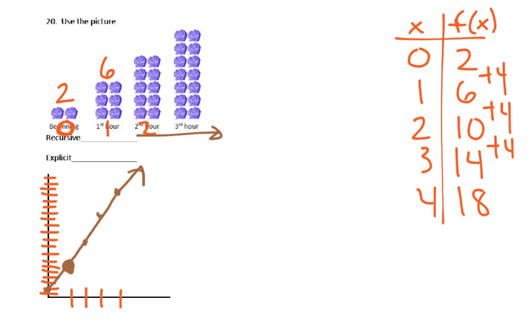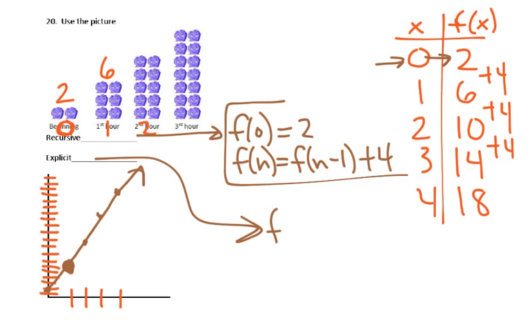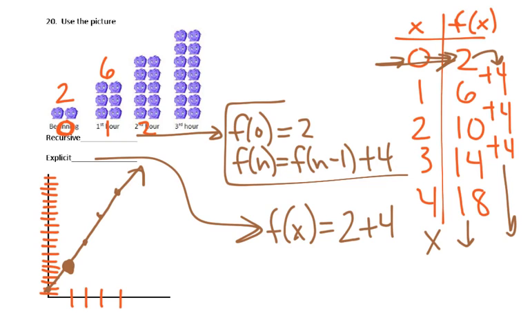Now the recursive and the explicit. So the recursive, we start at f of 0, because that's our input. What does that equal? It equals 2. Now, what's our pattern? Well, to find the next number, we take the previous number and we add 4 to it. There's our recursive. Now for the explicit. Start with your f of x equals, okay, so I think we have like x coming down here. So now, where did we start? We started at 2. What did we do to 2? Well, we added 4 to it. How many times? We don't know. A variable number of times.